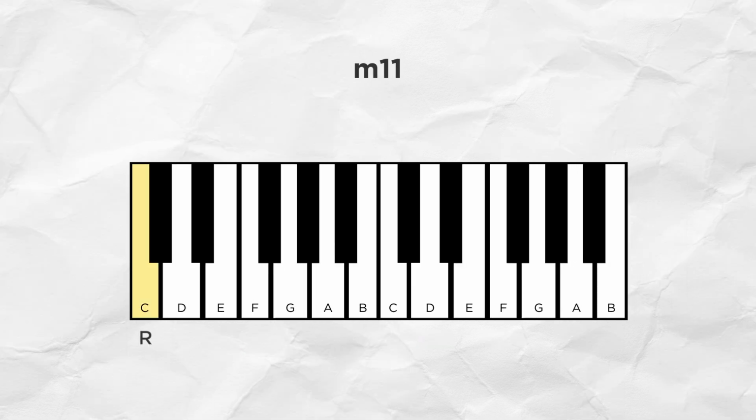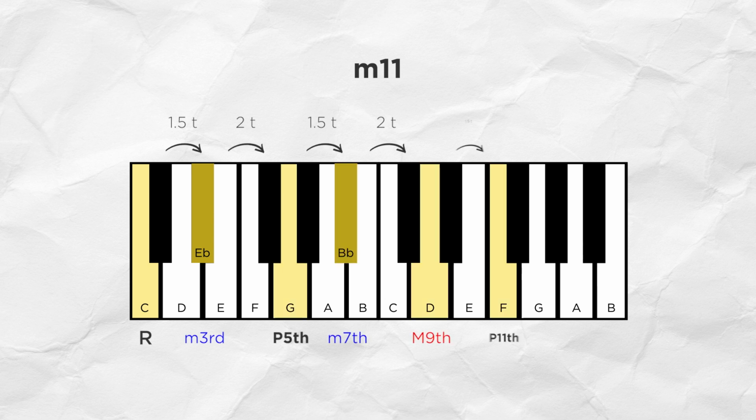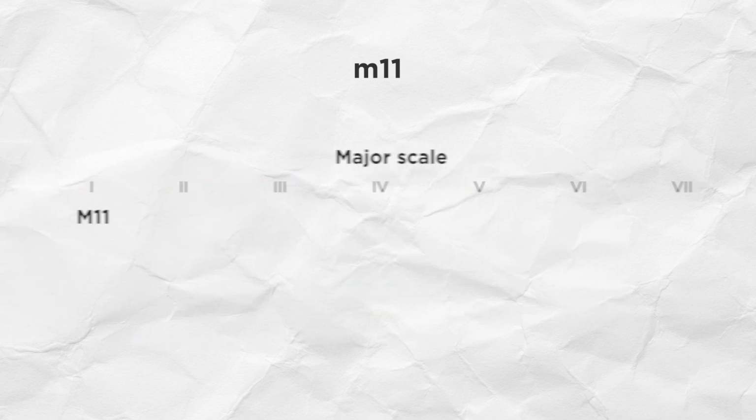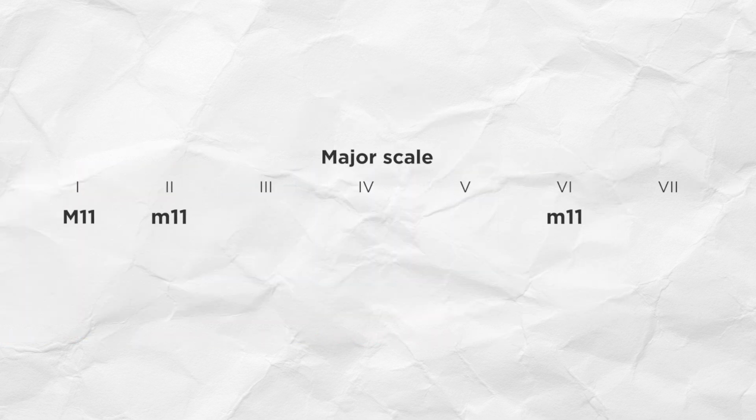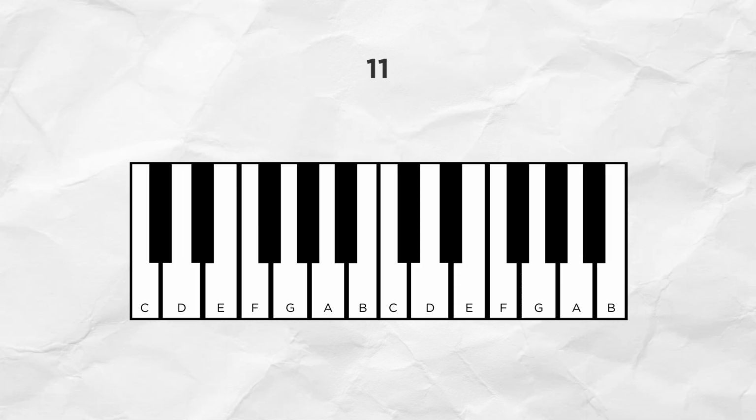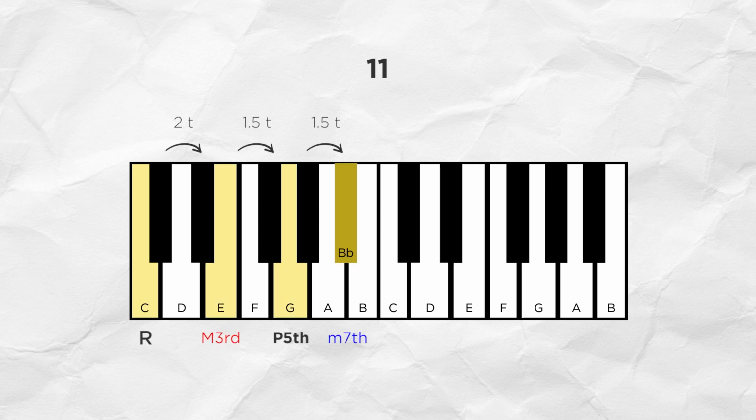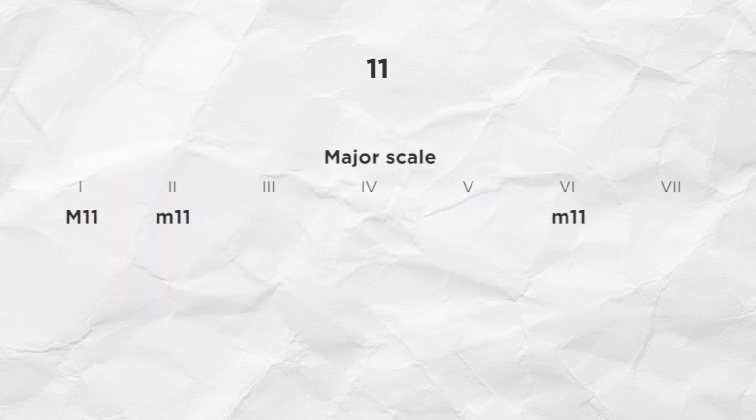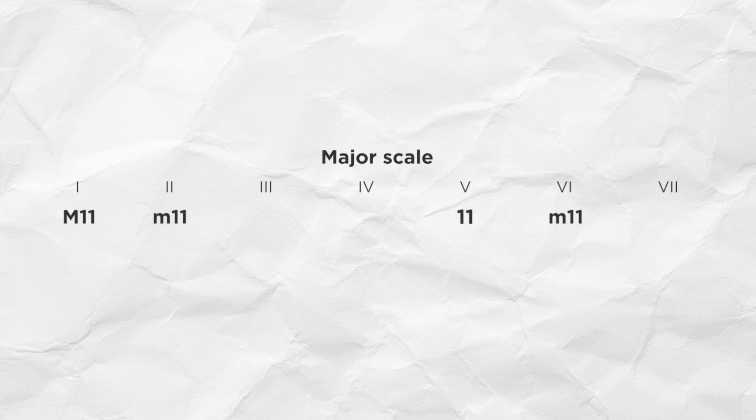It is made of a root note, a minor third, a perfect fifth, a minor 7th, a major 9th, and a perfect 11th. That's a chord you can find on the 2nd degree or the 6th degree of a major scale, for instance. Now, a dominant 11th chord is made of a root note, a major third, a perfect fifth, a minor 7th, a major 9th, and a perfect 11th. And as the name dominant suggests, you can find it on the 5th degree of a major scale.